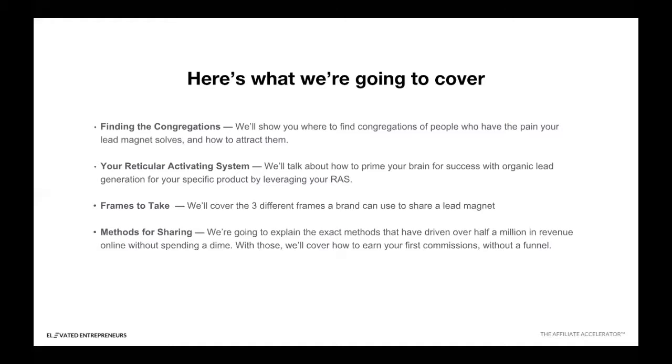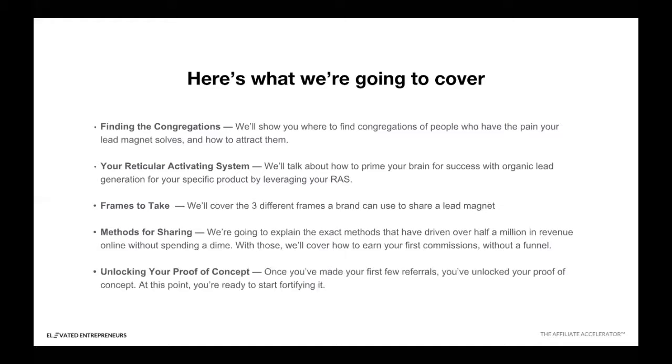From there, once you've got a proof of concept, that's when you can really start building a structure around it. Not before that, because otherwise you're scaling a broken system. You really want to find your proof of concept, and as long as you have that, then you can go about building the structure around it. So essentially, like I said, once you've made your first few referrals, you've unlocked your proof of concept. At this point, you are definitely ready to start fortifying it.